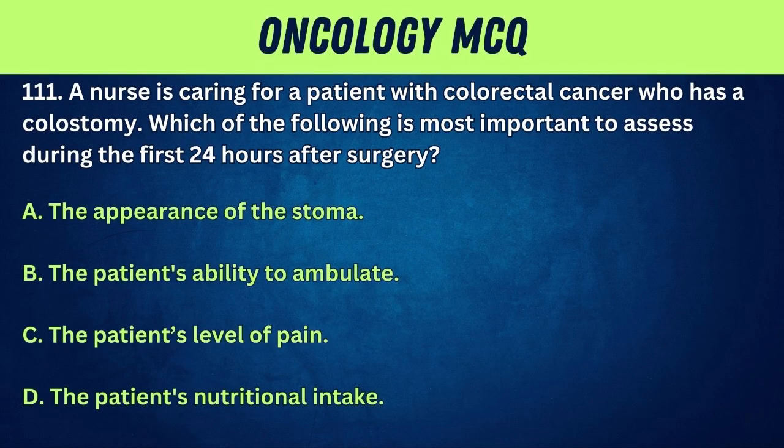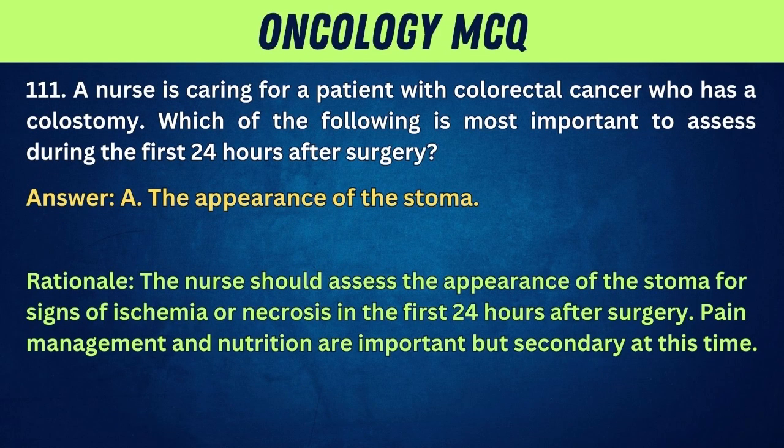A. The appearance of the stoma. B. The patient's ability to ambulate. C. The patient's level of pain. D. The patient's nutritional intake. Answer: A. The appearance of the stoma.